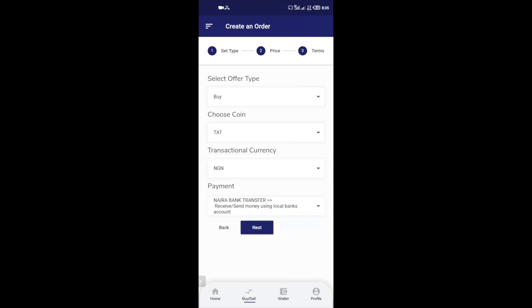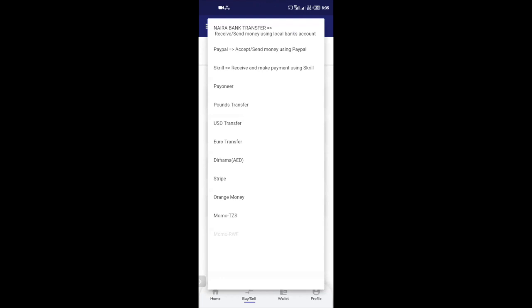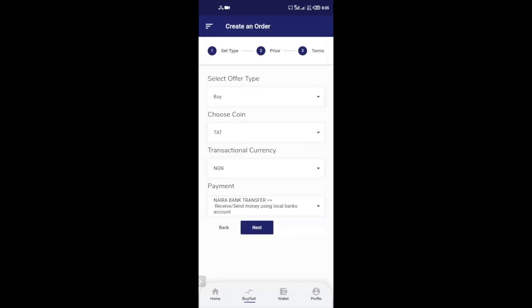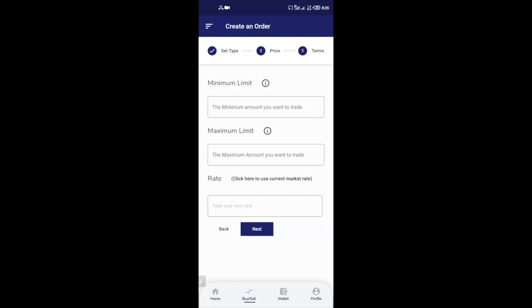You can decide how you want to receive your Naira, okay? For most of these other systems, you can't receive your Naira unless you are using the local bank, okay? That is your local account, your account where you have money and you use as your normal transaction base, okay? Now, the next step for you to do is to check the price.